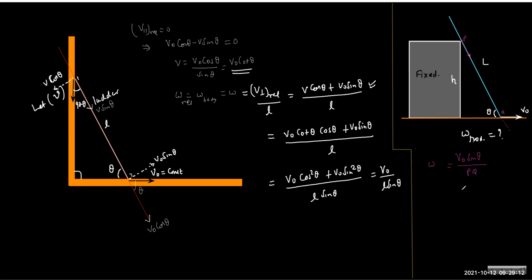PQ is equal to h by sine theta. Correct. This is sine theta by H. This is the right answer. So now you have completely nailed this concept, and that is the core idea.